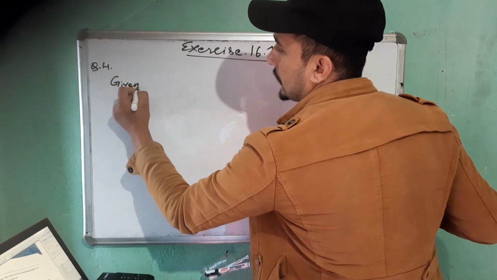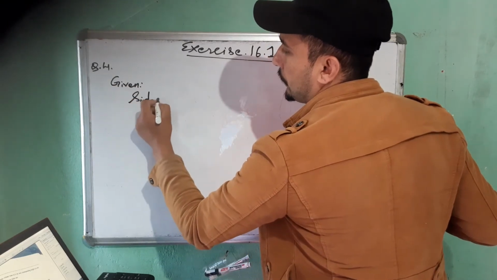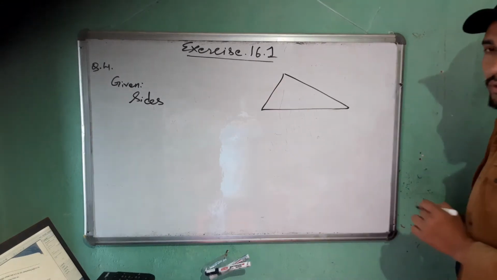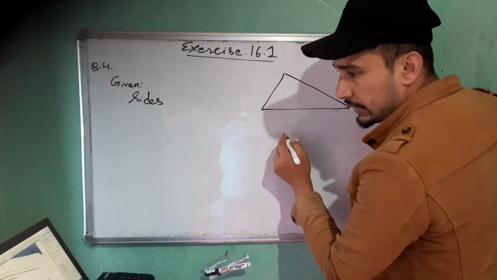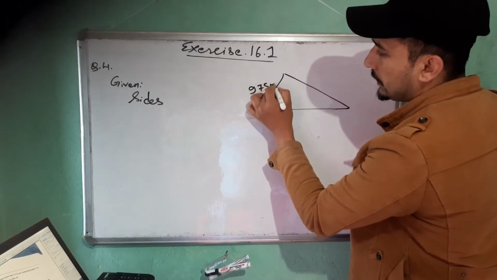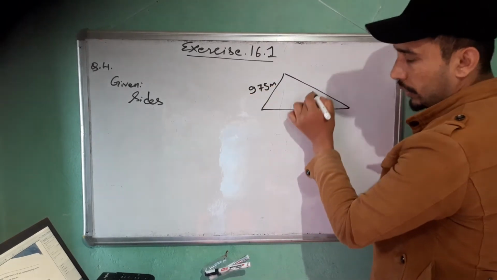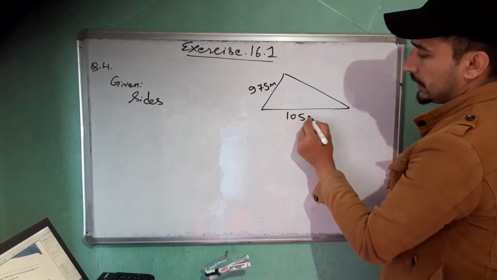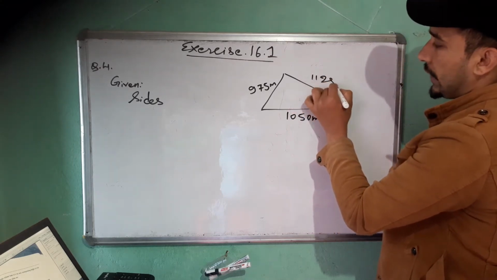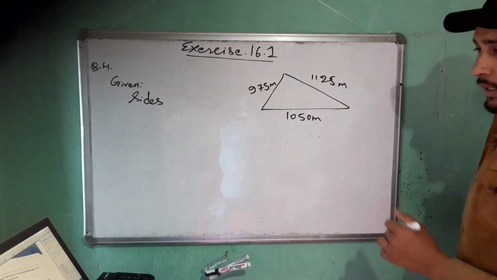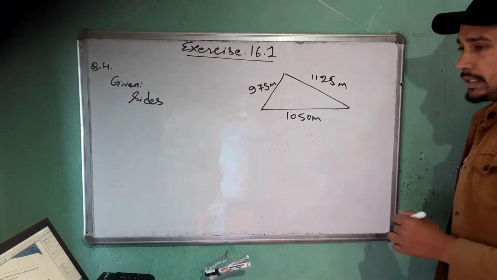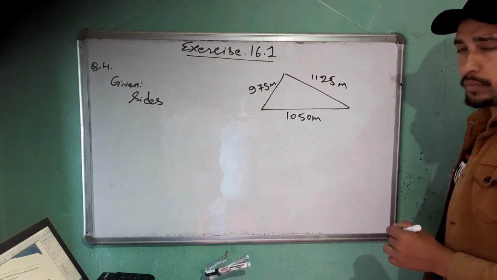It is given sides. Your field is like this, a triangular field. Three sides are given. One is 975 meter, another is 1050 meter, and another is 1125 meter. The selling price per hectare is given, 1000 rupees per hectare.